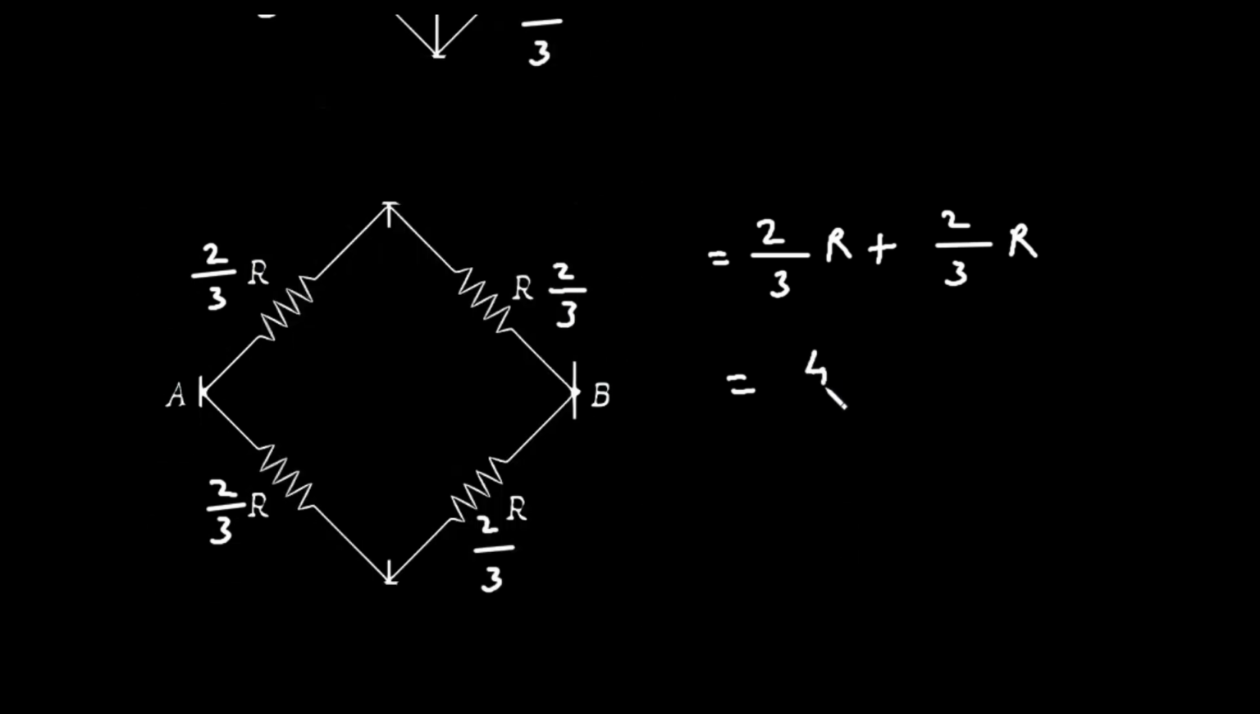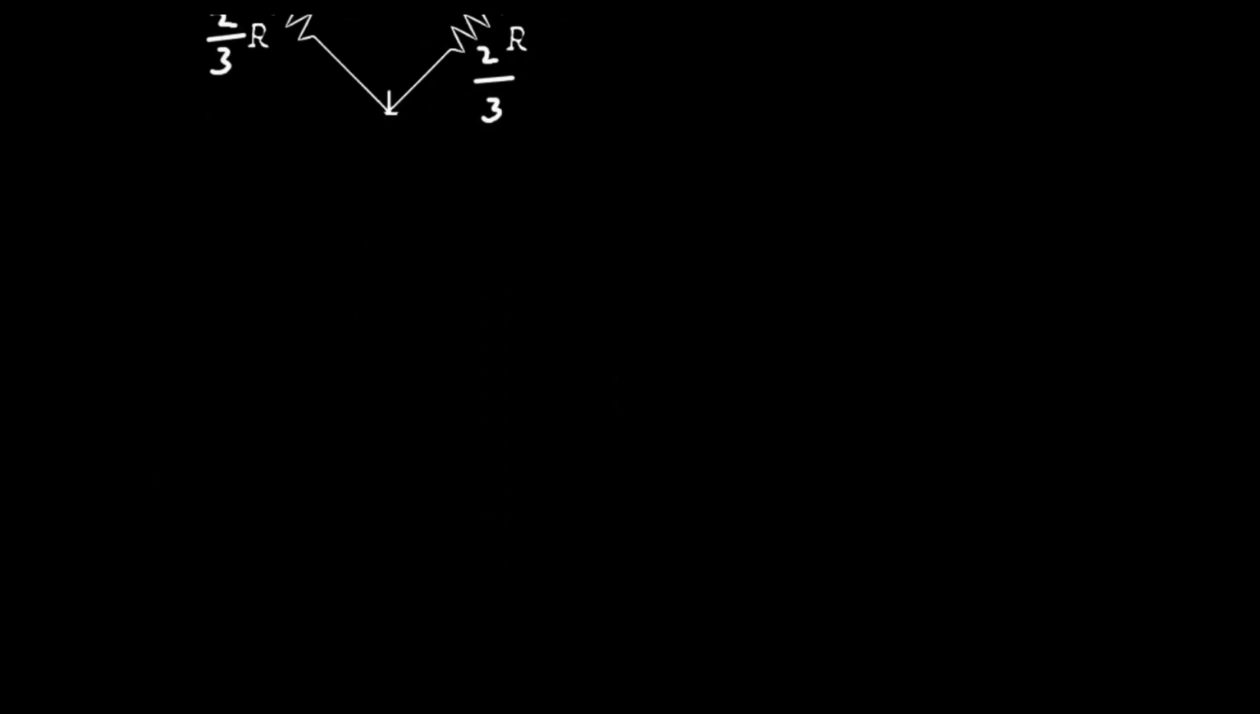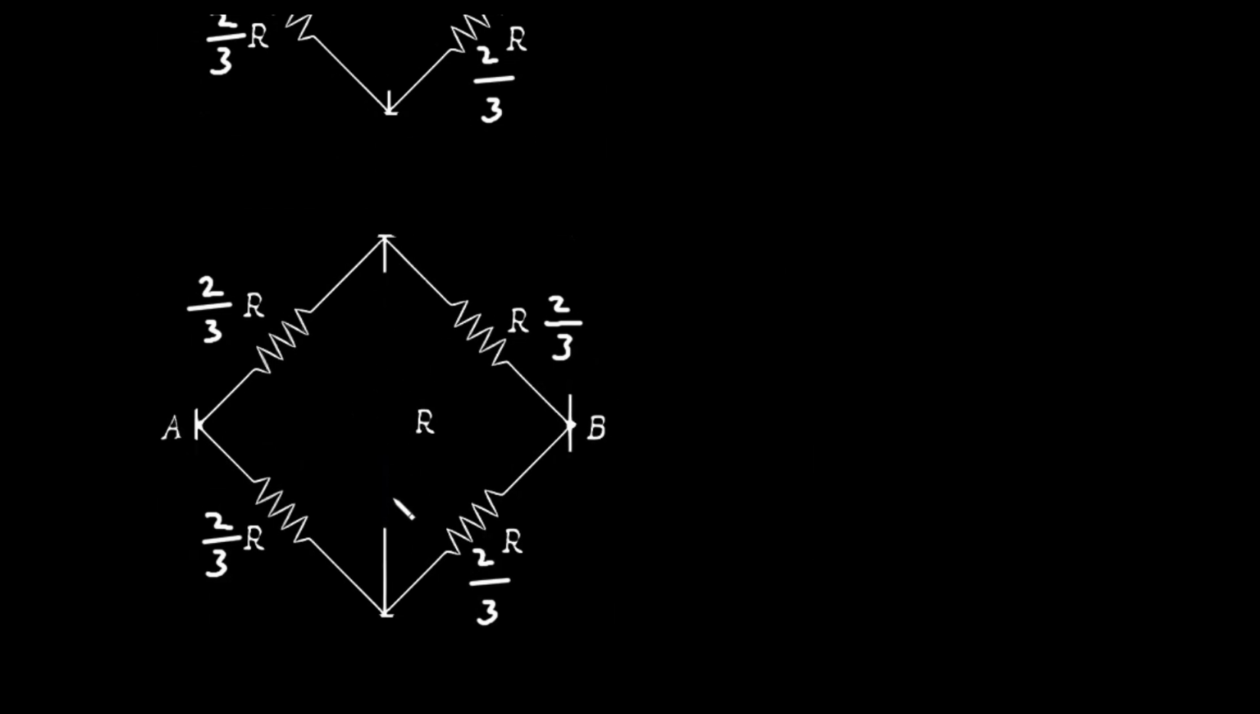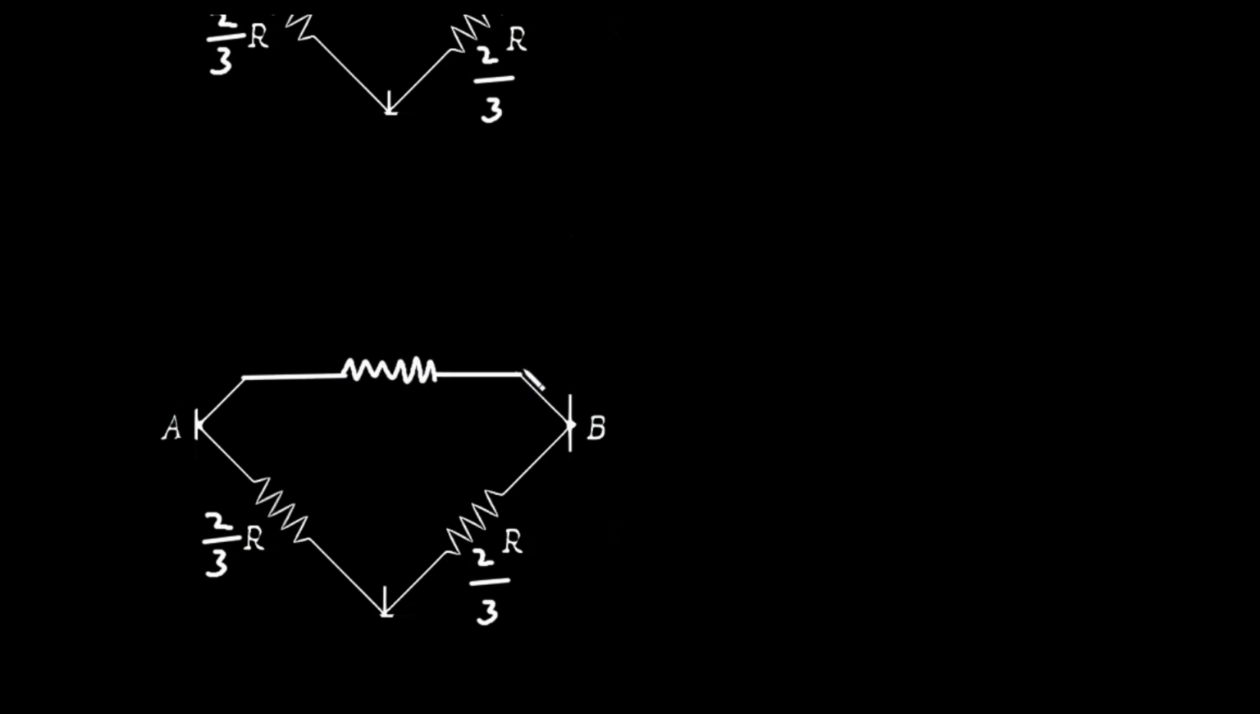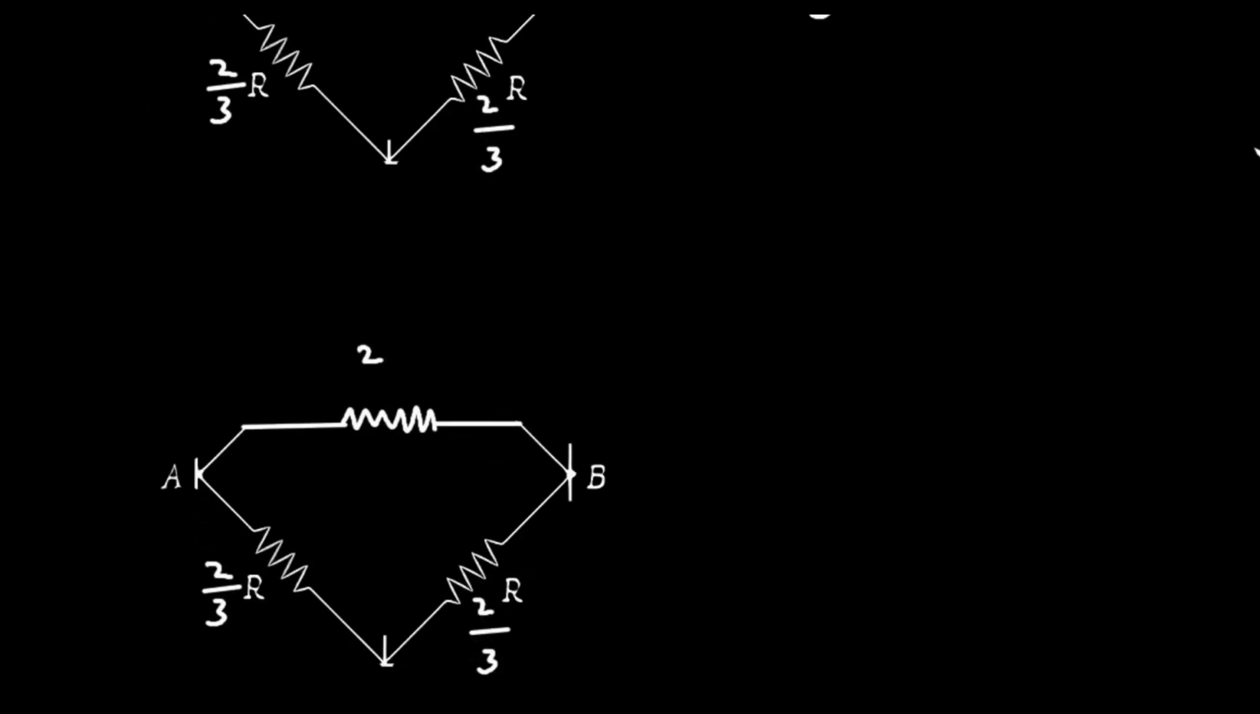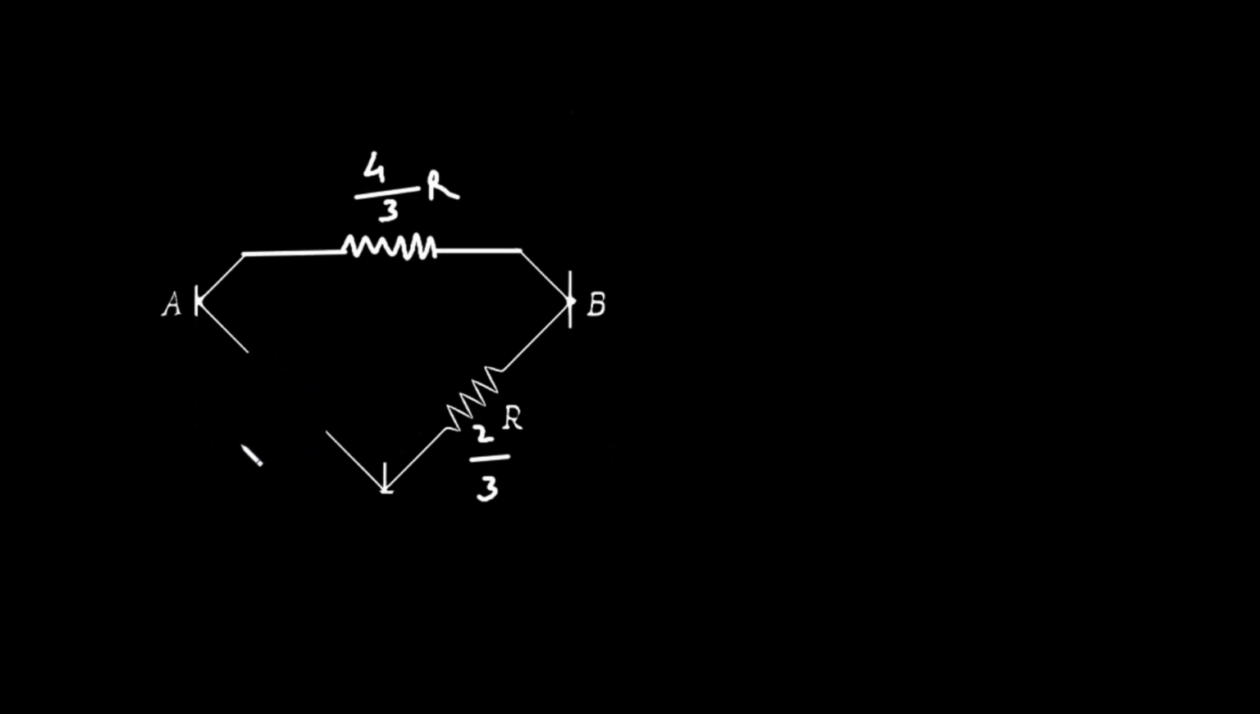So it is 4 by 3. So 4 by 3 R. So here we can replace this by 4 by 3. Here also it will be same 4 by 3. So now again, let's make one more circuit. And let's erase this and make a single resistor. It will be of 4 by 3 R. 4 divided by 3 R, and here also it will be 4 by 3 R. 4 by 3 into R.